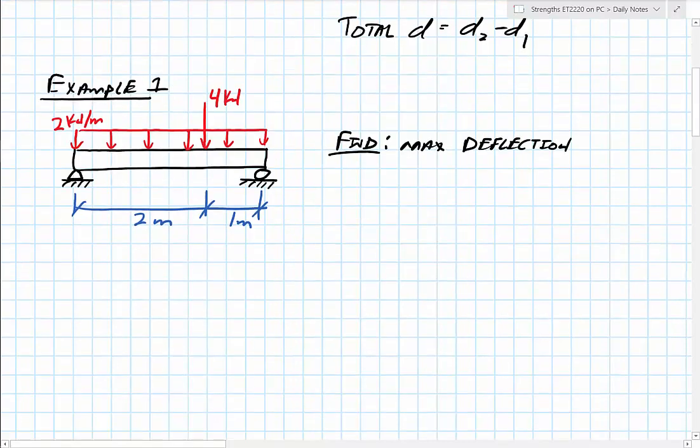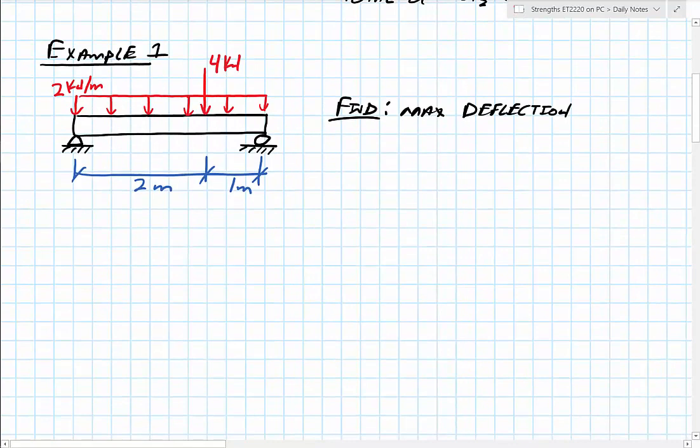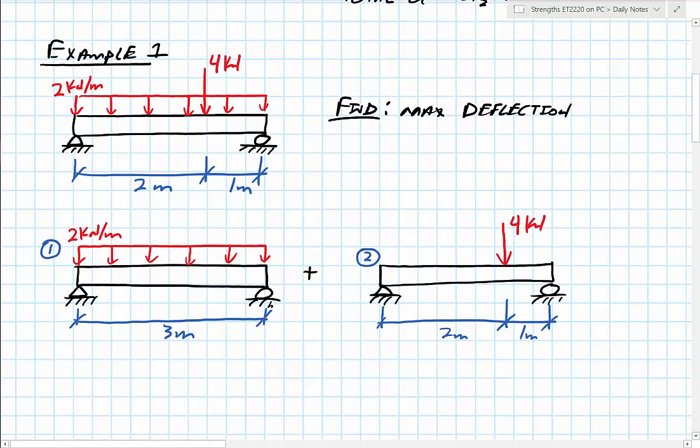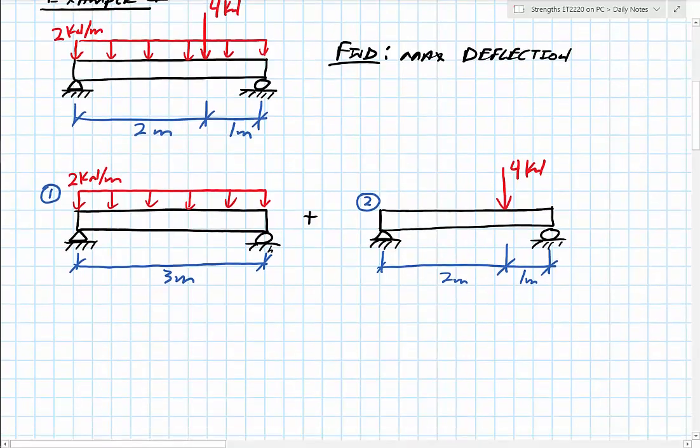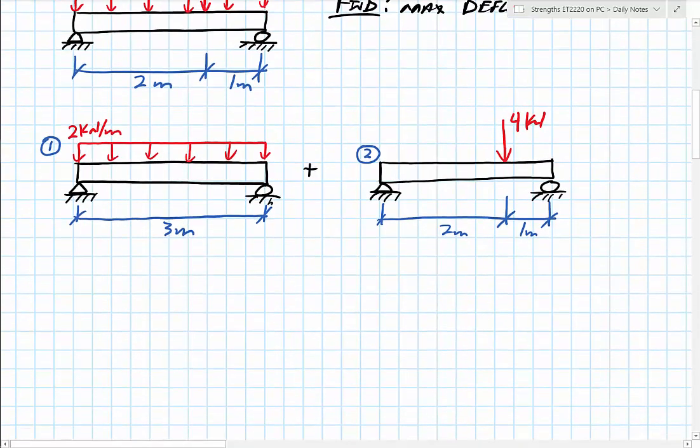So I am going to break this into two loads, one for the distributed and one for the point load. I'm calling these two loads 1 and 2: 1 for the distributed load of 2 kilonewtons per meter and 2 for the 4 kilonewton point load. And when I break it apart, now I can find those two loads in the table and find my deflection.